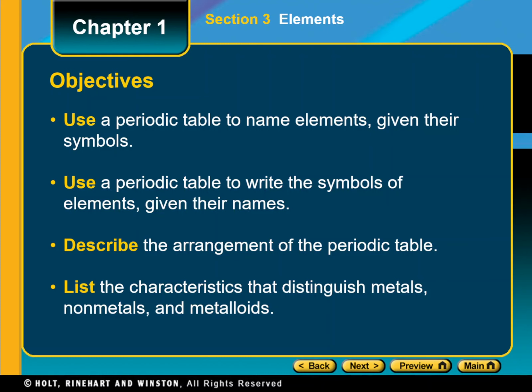Elements are pure substances that cannot be decomposed by chemical changes. The elements serve as the building blocks of matter. Each element has characteristic properties. The elements are organized into groups based on similar chemical properties. This organization of elements is the periodic table.